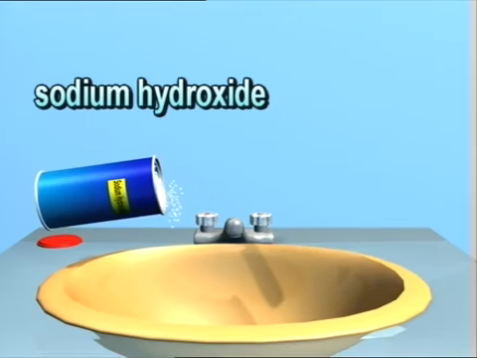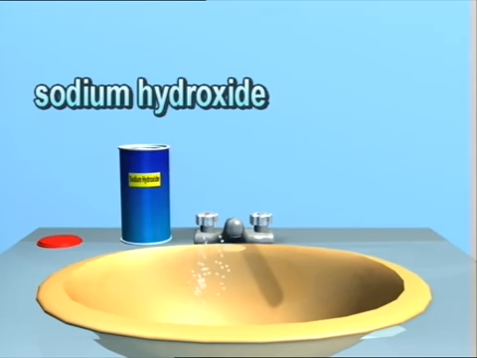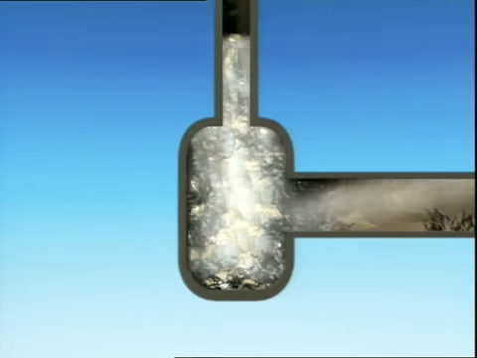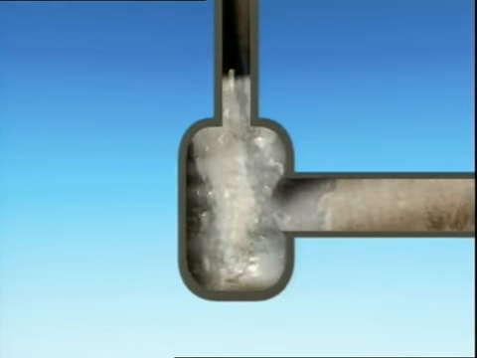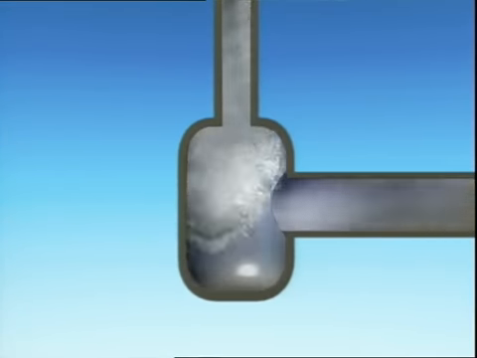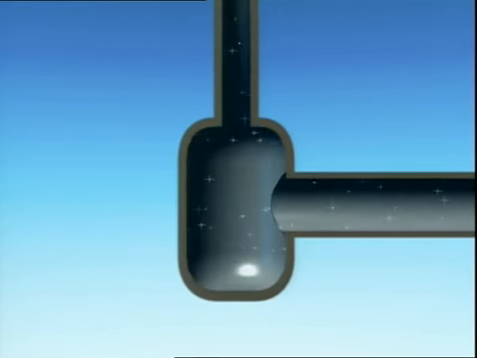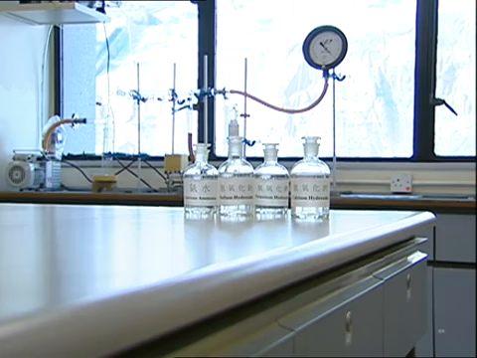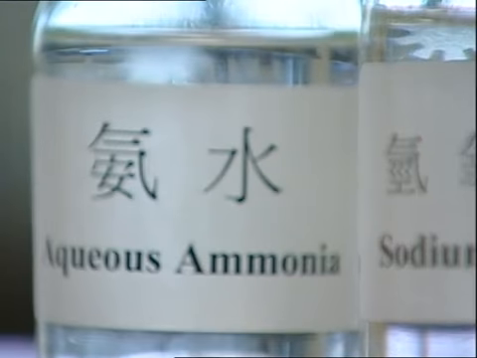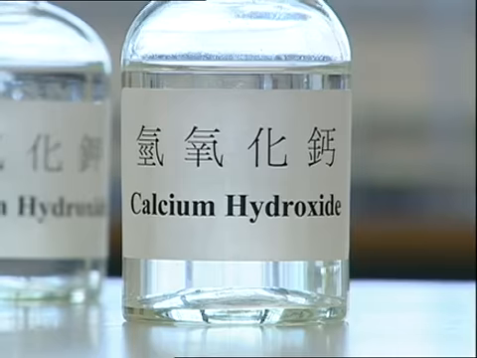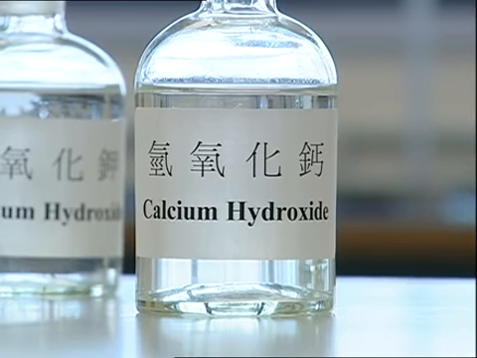Sodium hydroxide is such a strong alkali that it is highly corrosive. When dissolved in water, it releases a large amount of heat. The hot alkaline solution quickly dissolves substances like hair or fat that may block the drain, enabling liquid to flow through the drain freely. Common alkalis used in the laboratory are aqueous ammonia, sodium hydroxide, potassium hydroxide, and calcium hydroxide.